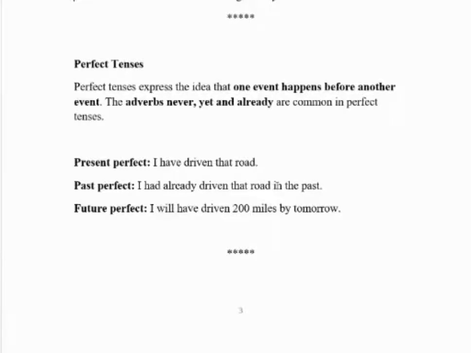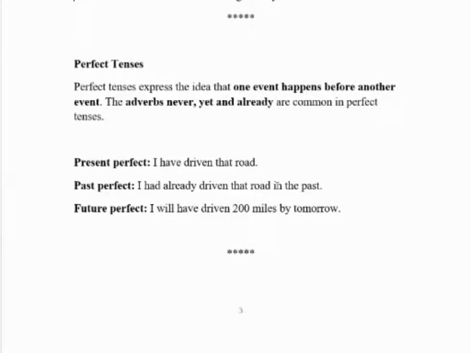The past perfect: I had already driven that road in the past. Here, I always use had. It doesn't change when the subject is changed. So she had already driven that road in the past, or he, or we, or they, the same. We always use had.